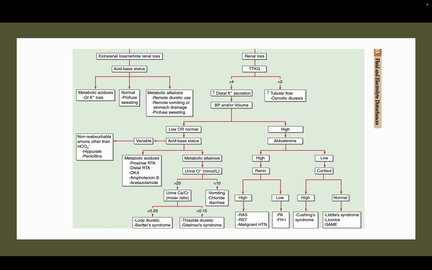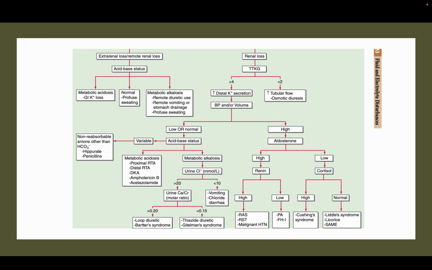If it is normal, there is no acidosis, it is profuse sweating, like we discussed in the farmer case. If it is metabolic alkalosis, sometime in the past there is vomiting or some diuretic usage. Profuse sweating sometimes can cause metabolic alkalosis because of the bicarbonate loss. An NG tube can also cause metabolic alkalosis and potassium wasting, especially in those put on a long-term NG tube, where you continuously aspirate the patient. That is a cause. When coming to renal causes, you get a TTKG.